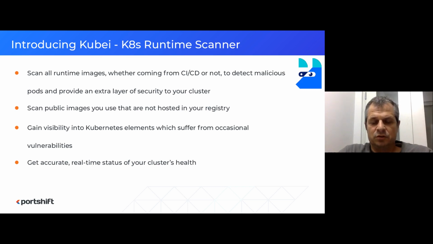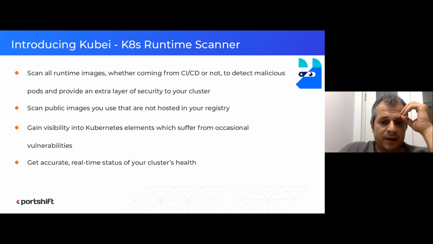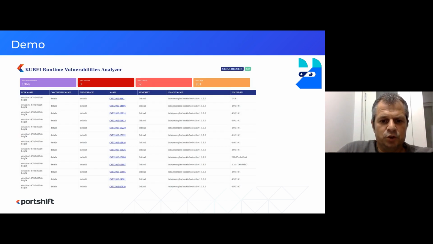Sometimes you want to make sure that your Kubernetes elements are not vulnerable, whether it's Kubernetes or OpenShift or any other distribution you choose. You want to make sure that those are not vulnerable as well. So not always do those images come from your registry. It's always important to get visibility into your Kubernetes elements and not just assume that everything is okay because you automated all the processes. So this is why we created it.